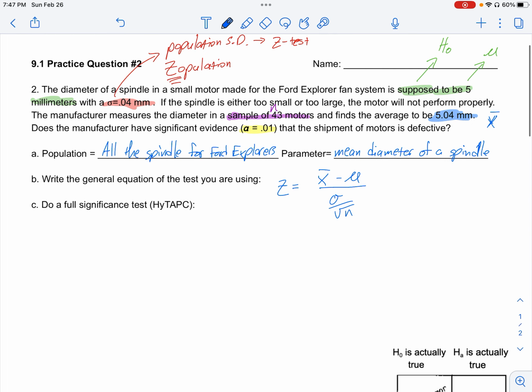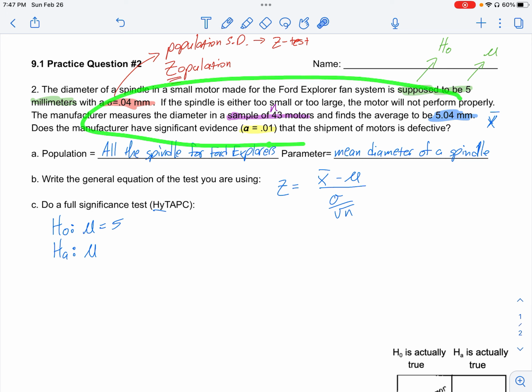All right, let's dive into HYTAPSE. Remember, HY is for the hypotheses. So the null is, we already talked about it up here in green. It's what is supposed to be true for all of these, that mu will be 5. The alternative now is that mu is going to be what? Is it going to be less than, greater than, or not equal to? Is there anything in here as we read that suggests we would lean one way or the other? It just says, do we have evidence that the shipment is defective? It doesn't say that they're too big or too small. So I think this would be a two-sided or a not equal to, okay? Just not equal to 5.